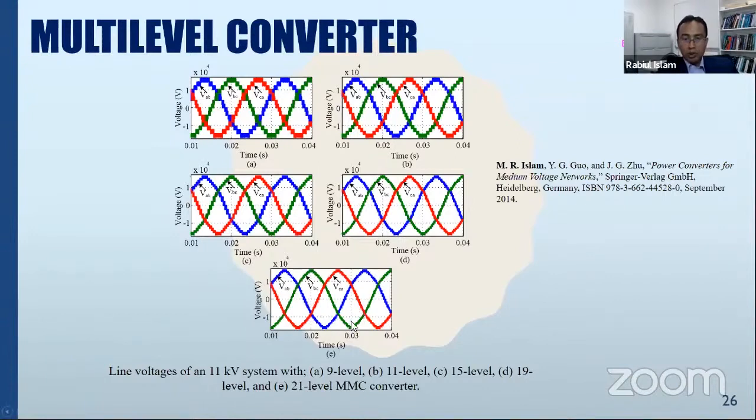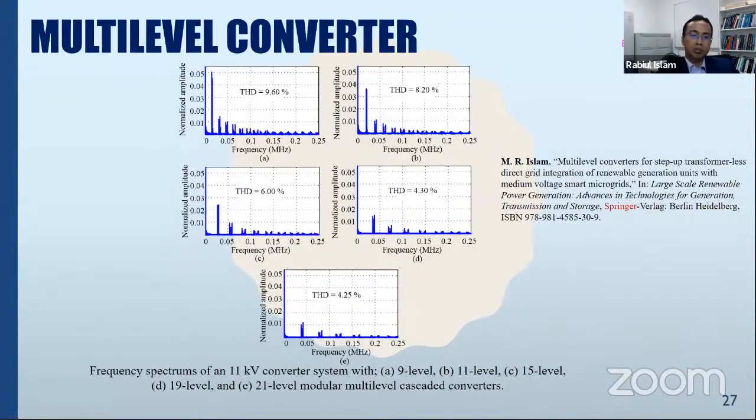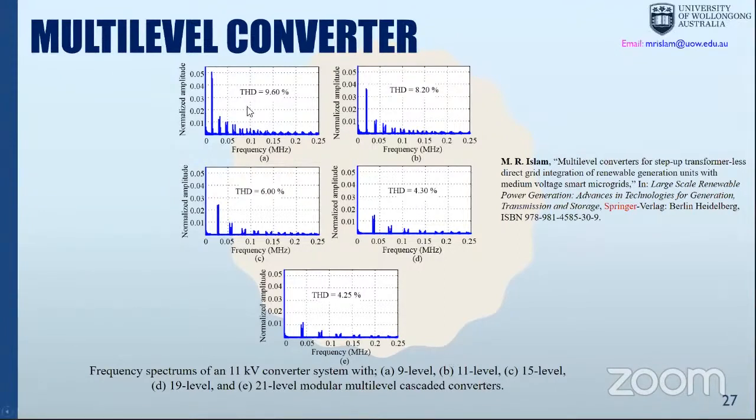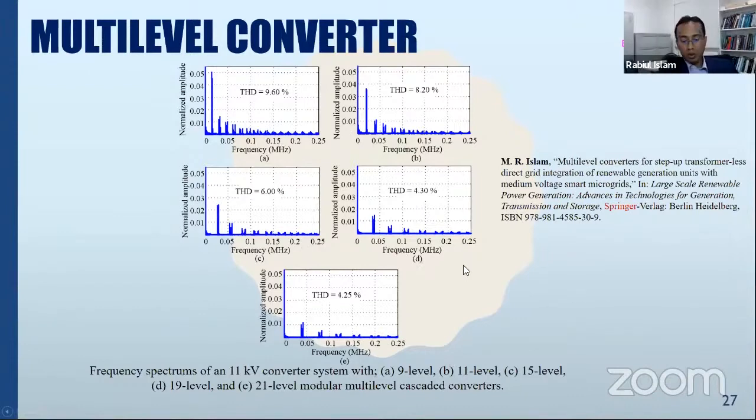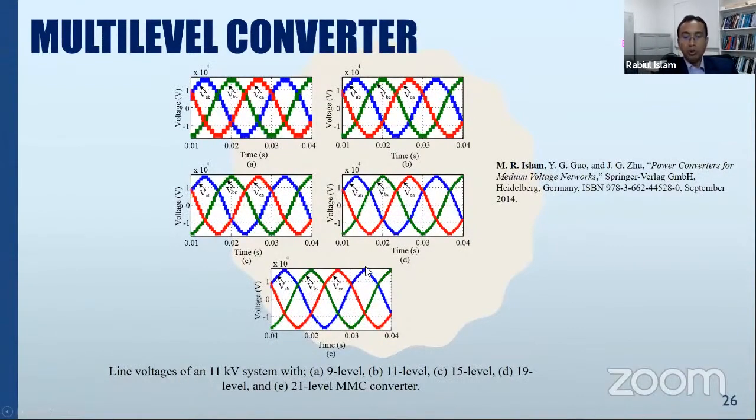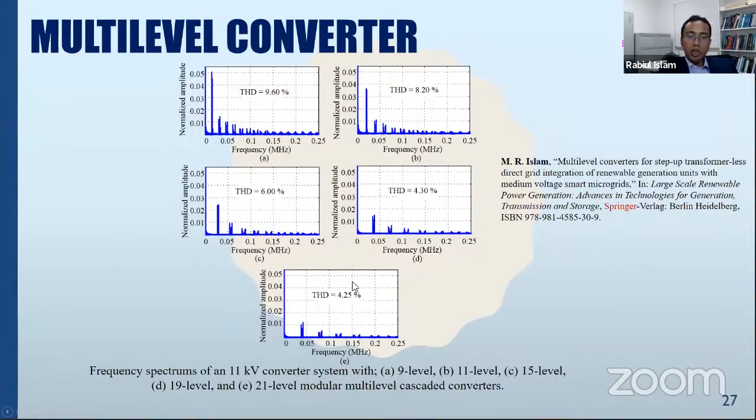No filter. The multi-level converter can generate this type of voltage directly, right? So this power can be fed to the grid directly without using any line filter. That actually helps to reduce the size and weight of the overall network, right? So here you can see the frequency spectrum corresponding to these voltage waveforms. With the 21-level, the total harmonic distortion is less than 5%. That means no need for any line filter to reduce the harmonics below 5%. It is inherently less than 5%.